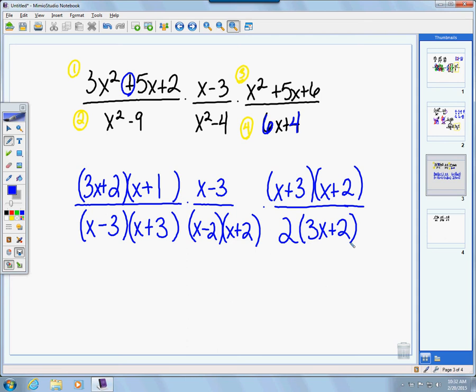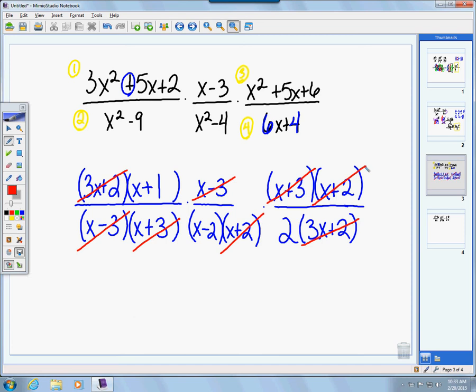So now let's see what we can cancel out. Do I have a 3x plus 2 in both the numerator and the denominator? Yes, so I can reduce it out. How about an x plus 1? Nope, I got nothing. How about an x minus 3? Yep, I got one of those, so that's gone. How about an x plus 3? Excellent, I have one of those too. And an x plus 2.